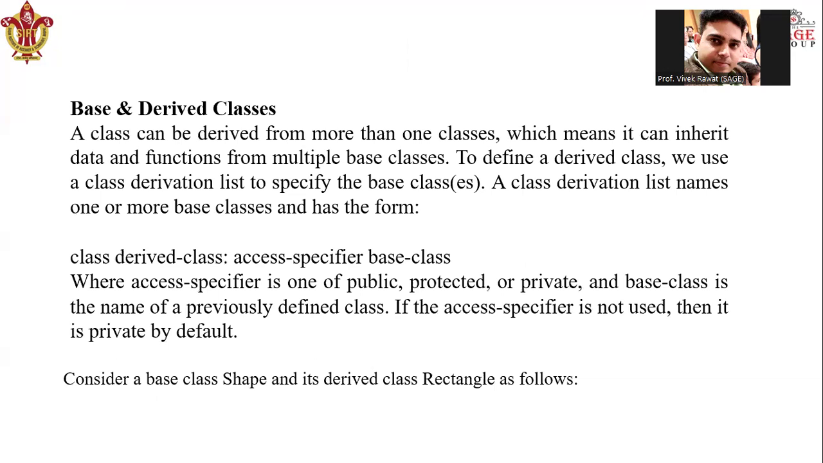What is a base class and a derived class? This question is raised many times. A class can be derived from more than one class, which means it can inherit data and functions from multiple base classes. To define a derived class, we use a class derivation list to specify the base classes. A class derivation list names one or more base classes and has many forms.